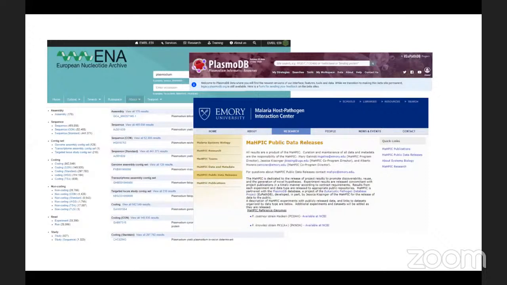So second, another repository is PlasmoDB. It's very popular and is a biological database for the genus Plasmodium. The database is a member of the EuPathDB project, a very popular project. So this database contains extensive genome, proteome, and metabolome information related to the malarial parasite.